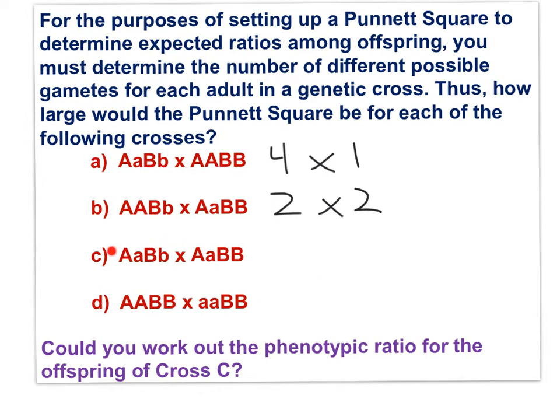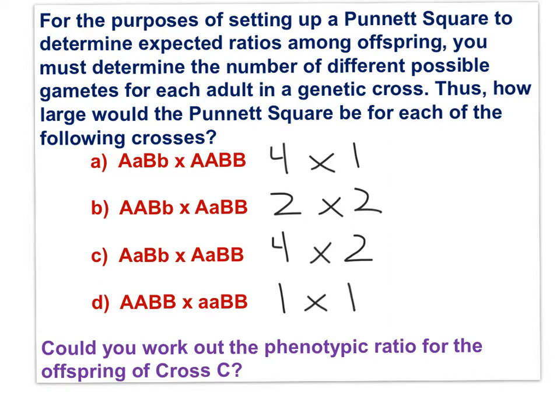In the third cross, this individual would produce 4 gametes, and the partner would produce 2 gametes. So in this particular cross, the Punnett square would be a 4 by 2, 8 boxes total. In the last cross, the first individual produces only 1 gamete type, and the second individual also only produces 1 gamete type. It would be a 1 by 1 box.